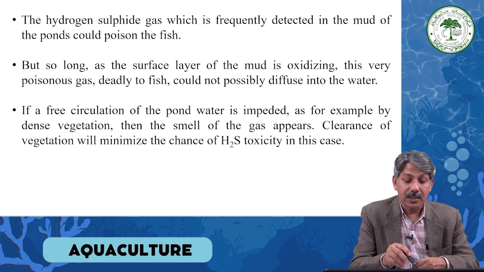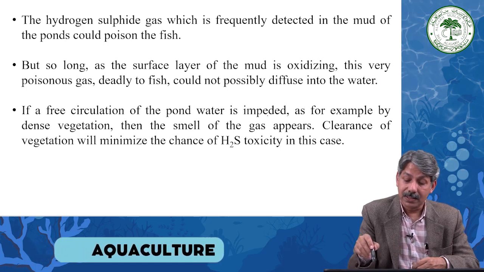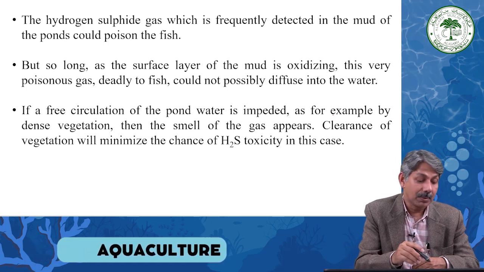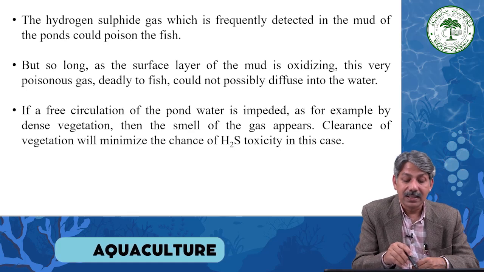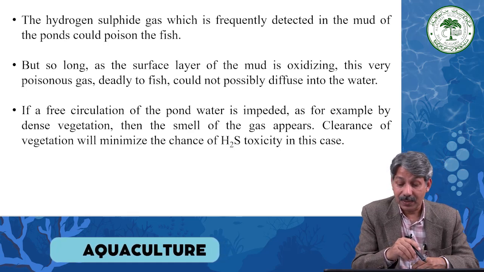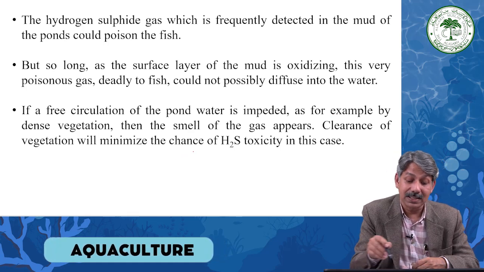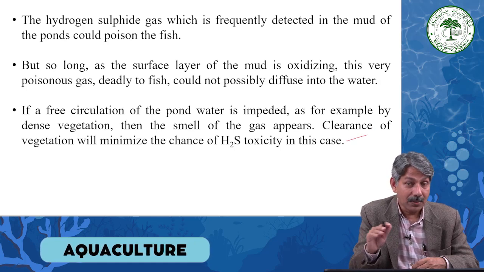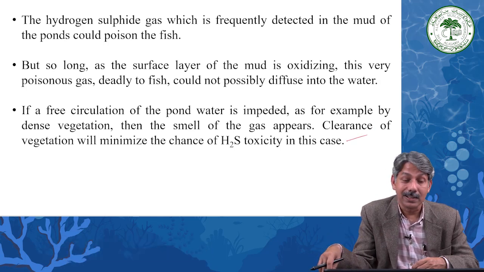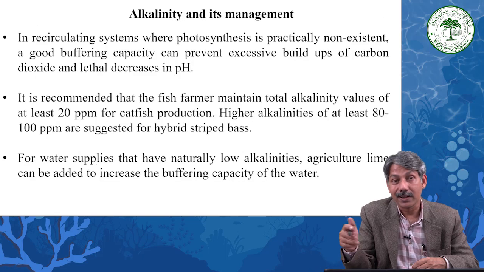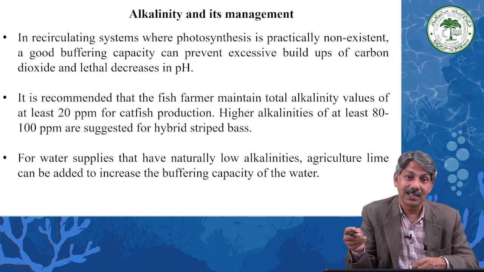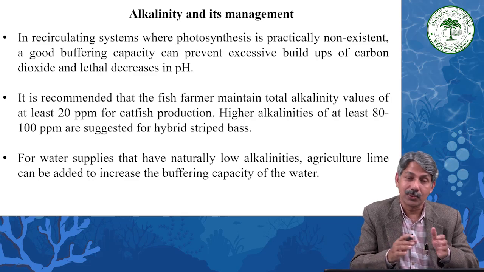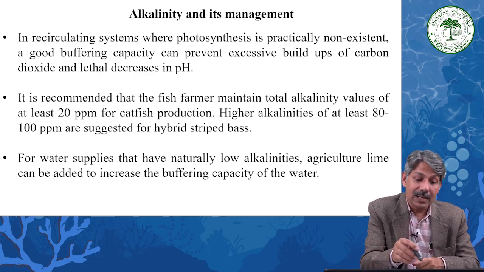If a free circulation of the pond water is impeded, as for example by dense vegetation, then the smell of the gas appears. Clearance of vegetation will minimize the chances of H2S toxicity in this case. So, you will have to keep in mind that it's not like if you are having vegetation, then you say that okay, it's good to have greeneries in the pond. You will have to take care of the environment according to its own demands.